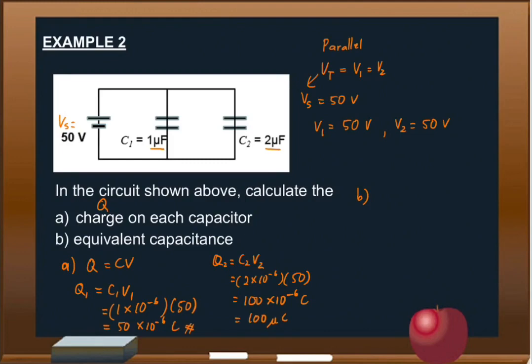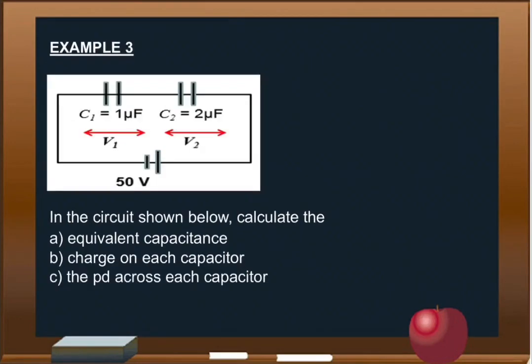And then for B, you want to find the equivalent capacitance, so C_EQ or C effective. You know that for capacitors which are connected in parallel, you can find C effective by using the formula C1 plus C2. We are already given C1 and C2, so C1 is 1 times 10 to the power of negative 6 plus C2, which is 2 times 10 to the power of negative 6, and then you will get C effective equal to 3 times 10 to the power of negative 6 farad.